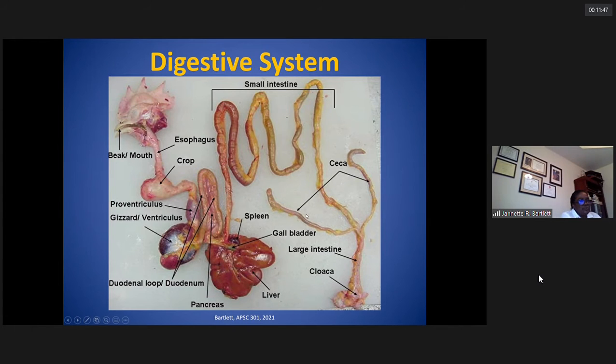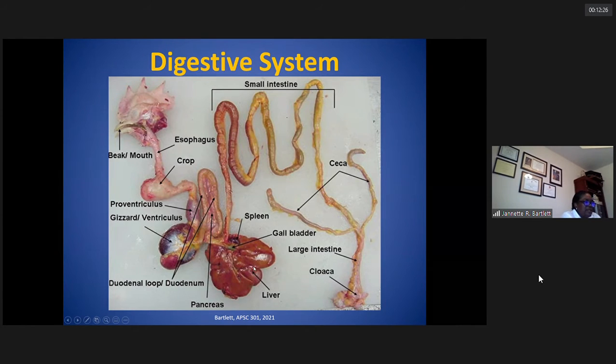Now these 2 pouches right here are the ceca. So 1 is cecum and 2 is ceca. And we're going to learn what happens there. And then right after the junction of the ceca and the ileum, where the ileum ends, this section right here is the large intestine. And then that continues into the cloaca, and then everything is excreted out of the vent, which is the opening of the cloaca.